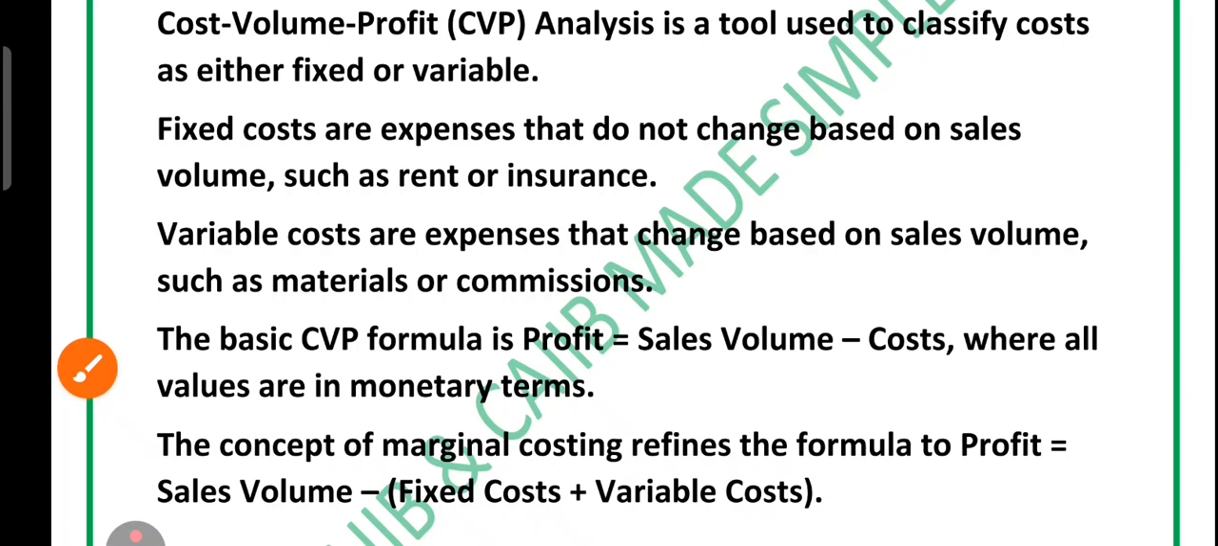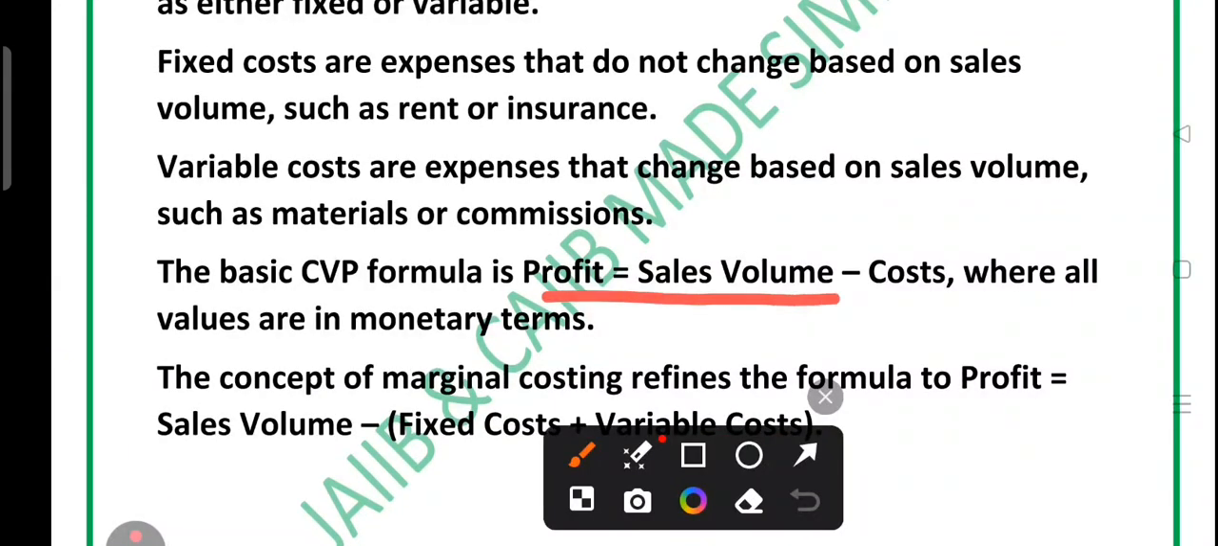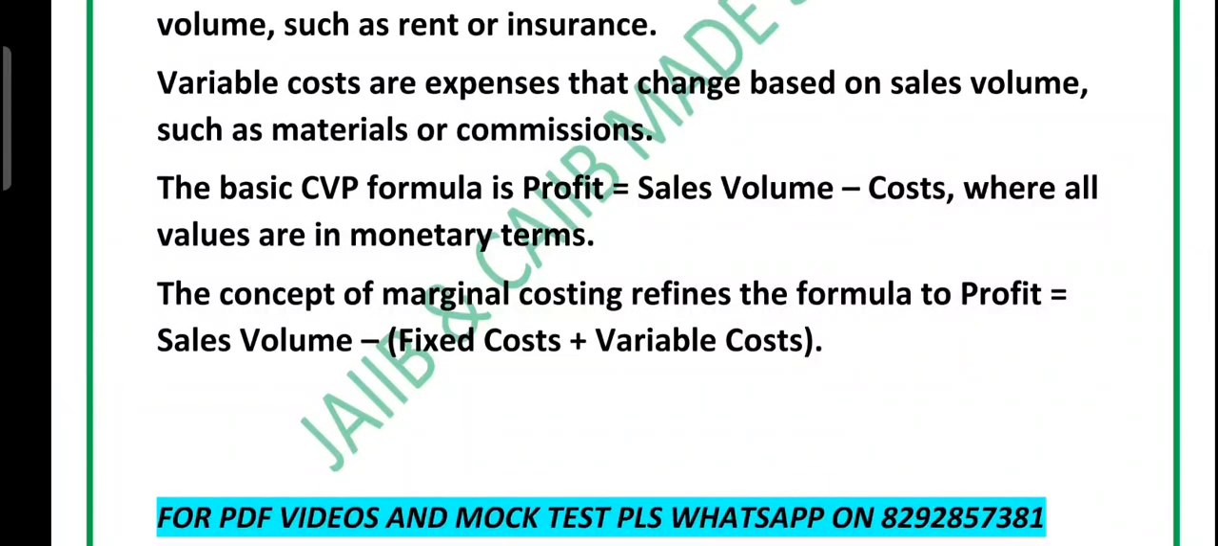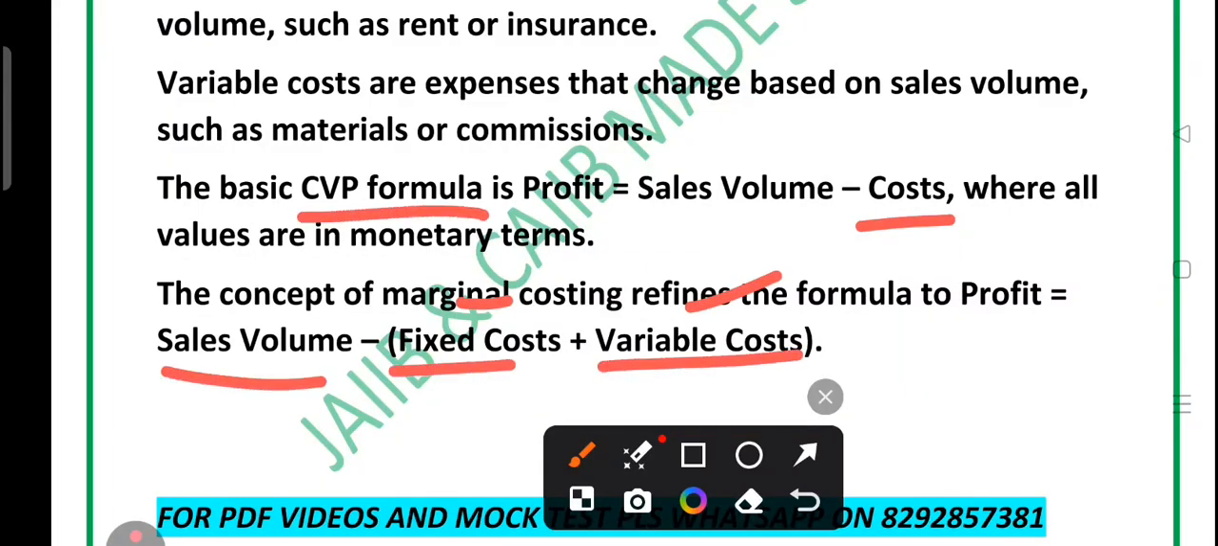So then we use a simple formula. The formula looks like this: profit is equal to sales volume minus cost, which is further broken down like this. So you can write cost like this. Cost has two components, right? Fixed cost and variable cost. So sales volume minus fixed cost plus variable cost. So this is the basic cost volume profit formula, the CVP formula.